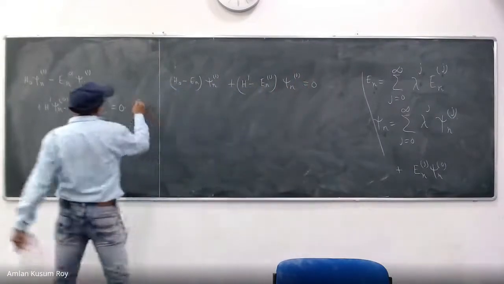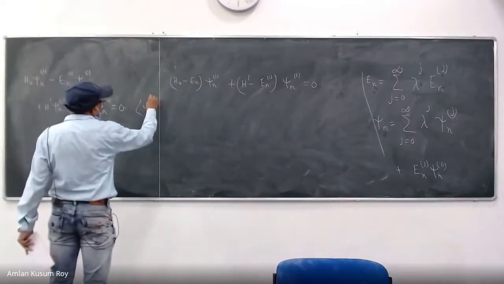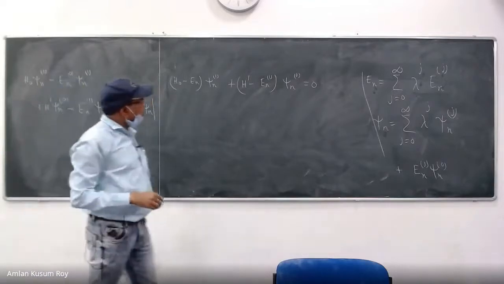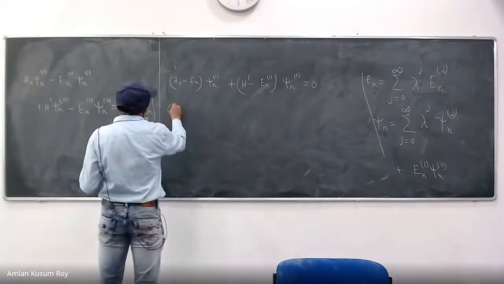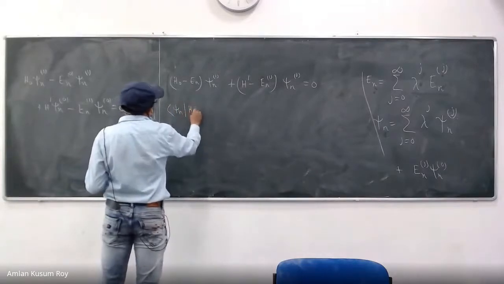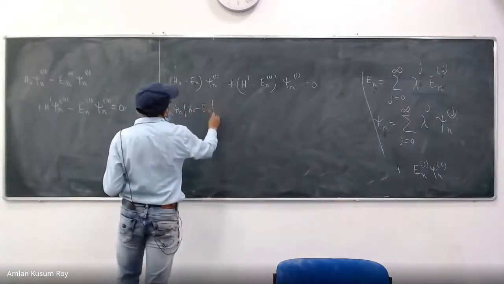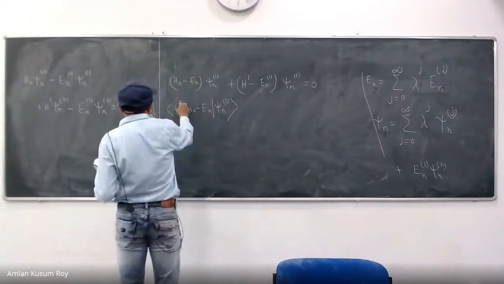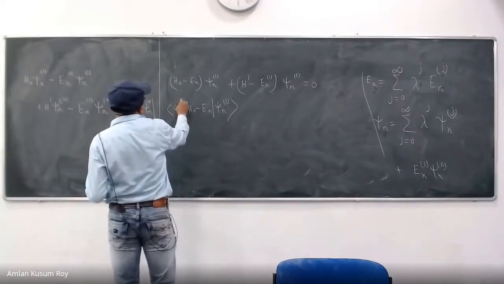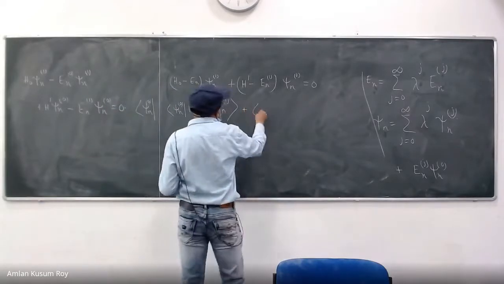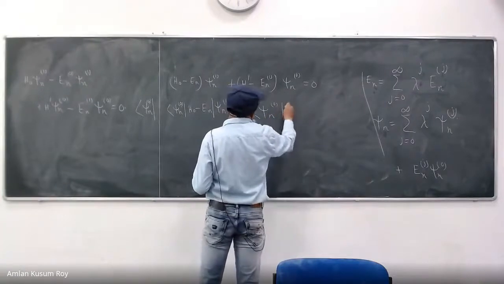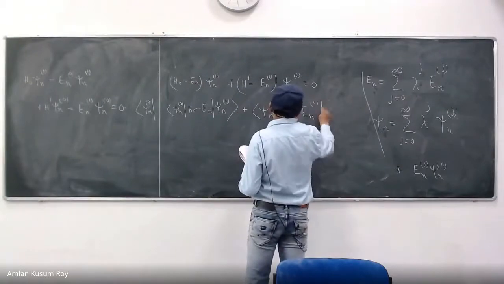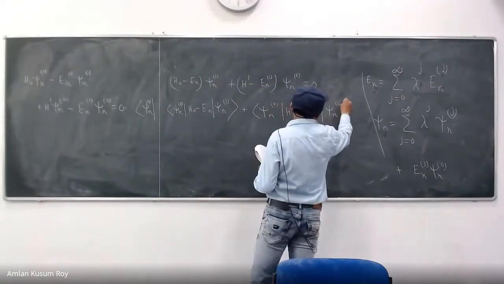Now I want to do this exercise with psi n0 from both sides. You must pre-multiply and then integrate over the coordinates. So what happens? Psi n0 (H0 minus En0) psi n1 plus psi n0 (H prime minus En1) psi n0 equals 0.